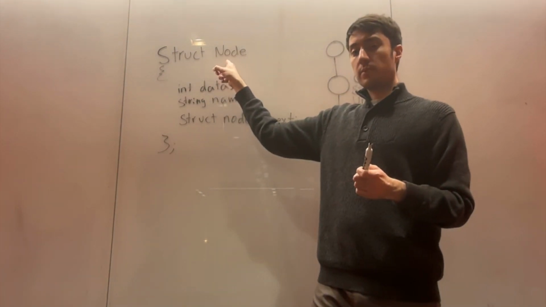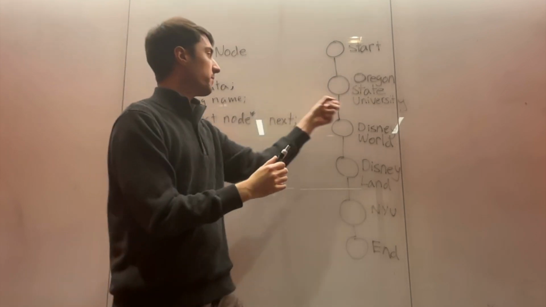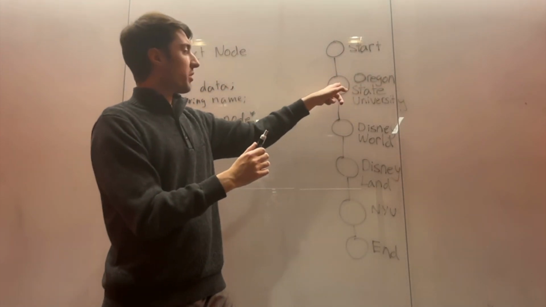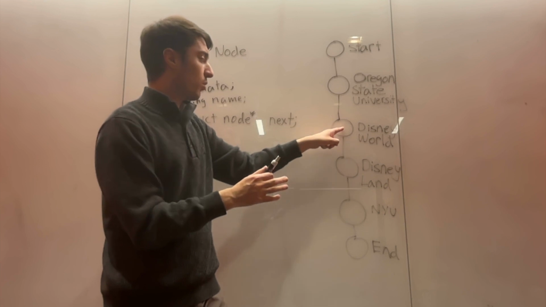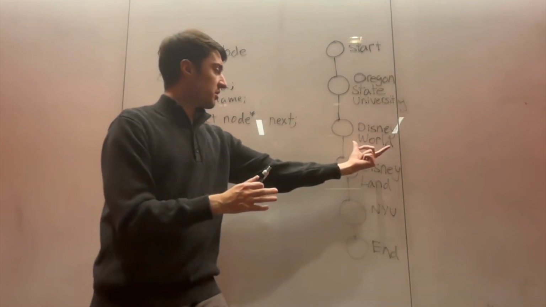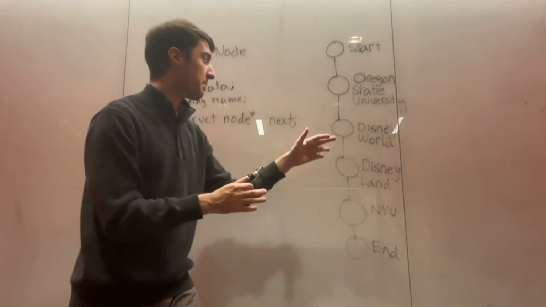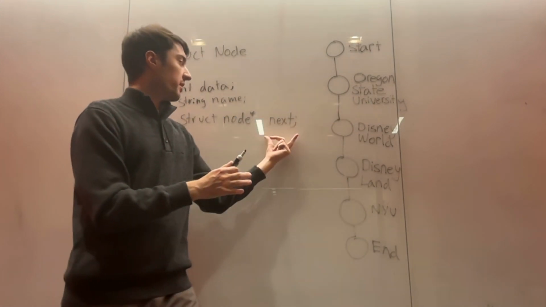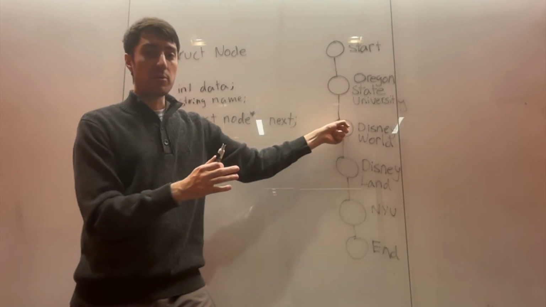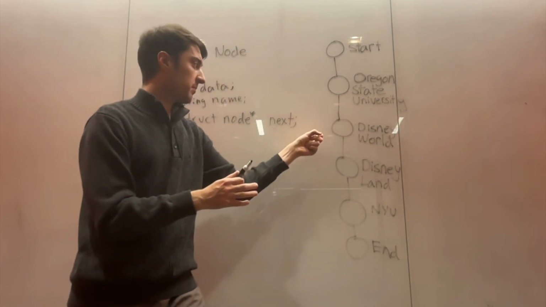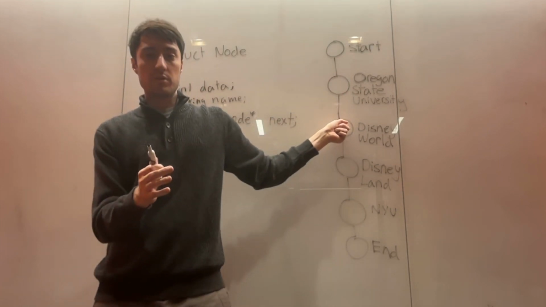Notice right here. Okay, so how does that actually help us? Well, this is one node right here, okay? And at this Oregon State University node, what we want to do is connect it to Disney World. Disney World is a struct node. All of these are struct nodes. All of these are stations, right? So the Oregon State University next pointer, this train, is going to have the memory address of this Disney World. And if we have the memory address, we can just take a little ride down to Disney World.